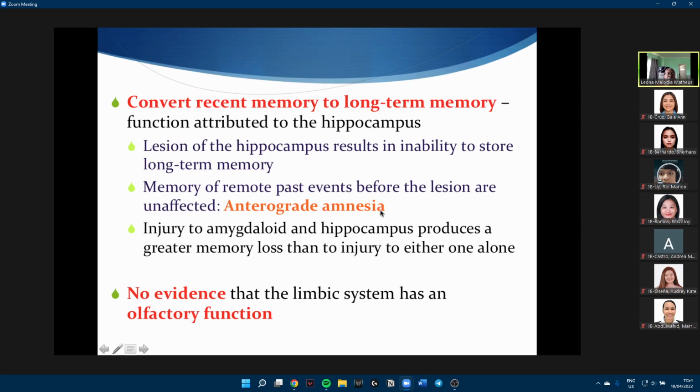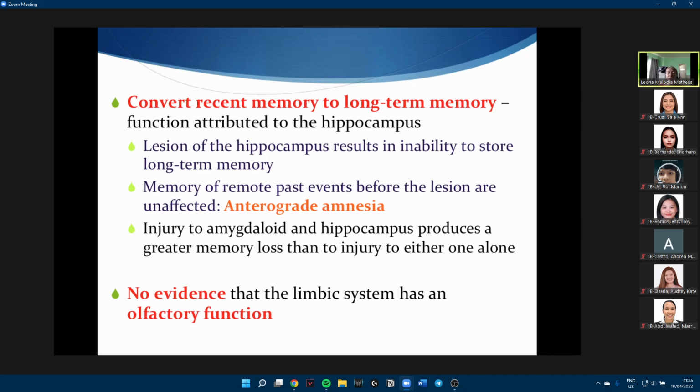No? So injury to both the amygdaloid and the hippocampus produces a greater memory loss than to injury to either one alone. Apparently, there's no relationship between the limbic system and the olfactory function. Ibig sabihin, yung mga memory ng naamoy na ninyo is not related to what was formed in the memory of your limbic system. No relationship.